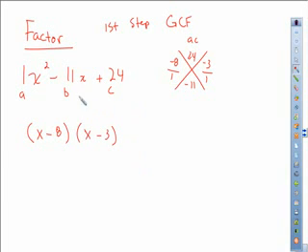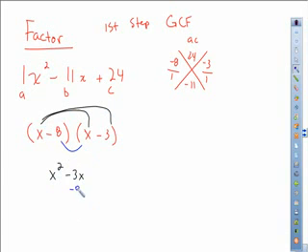If you want to check to see if you factored correctly, what you're going to do is FOIL. You multiply these, that will give you x squared. Multiply these, that will give you negative 3x. Multiply these together, that will give you negative 8x. And multiply these, that will give you positive 24. Combine like terms, so you get x squared minus 11x plus 24.